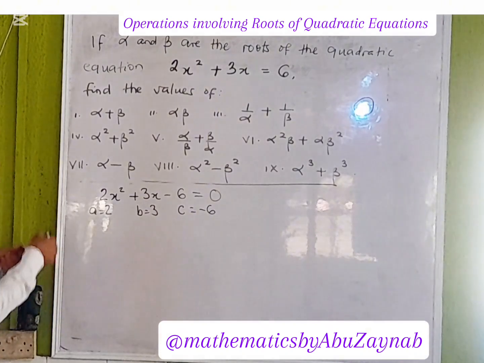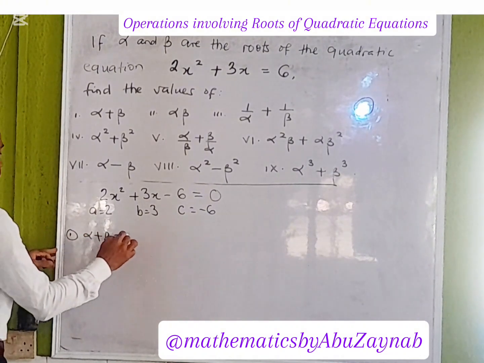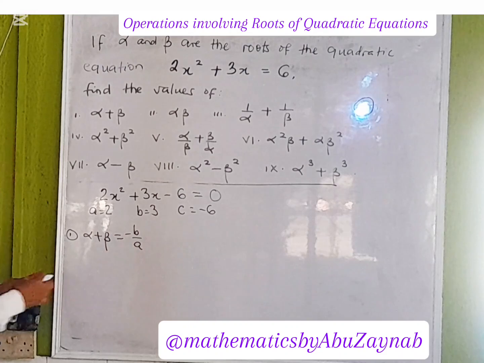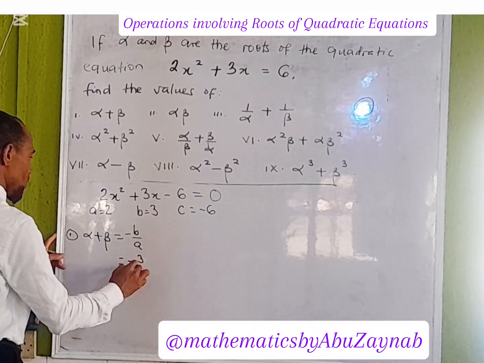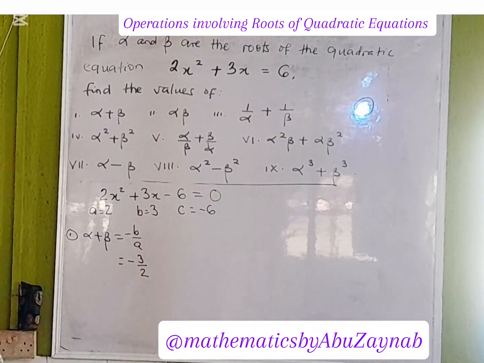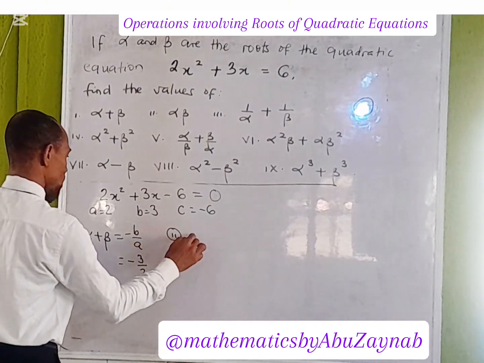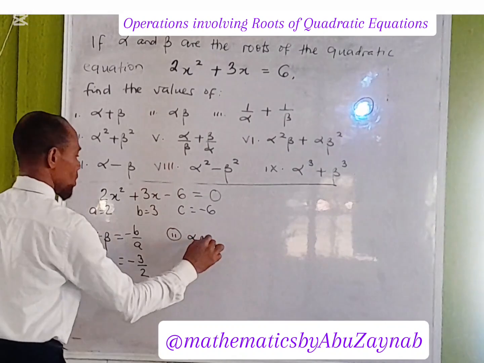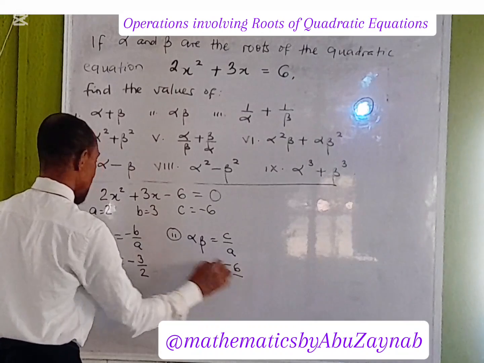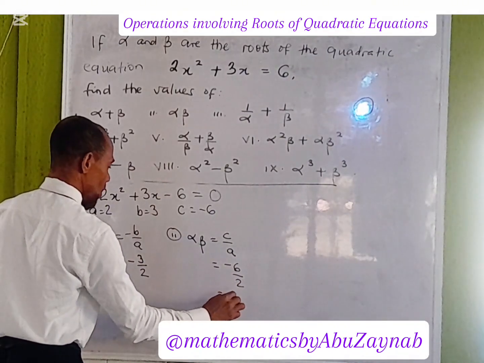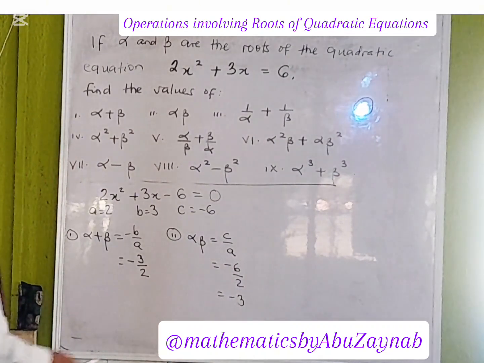Now, let's take question 1. Alpha plus beta is minus b over a. So, minus b is minus 3, a is 2. And that's all. It's as simple as that, straightforward. On the other hand, alpha beta, which is question 2, is c over a. And my c is what? Minus 6. And a is 2. Hence, we have minus 3 as alpha beta. Then question 3.